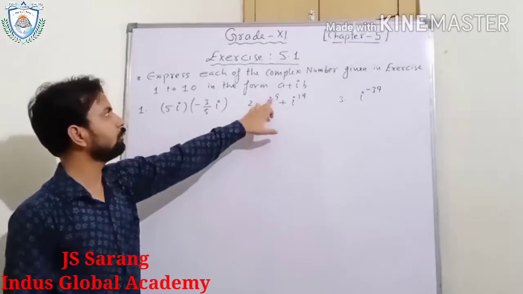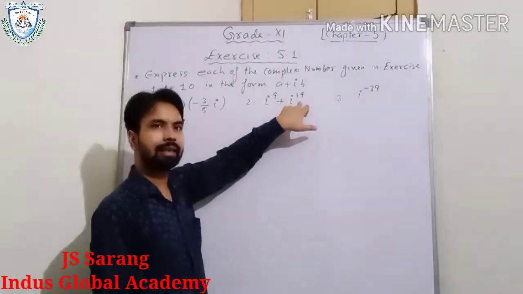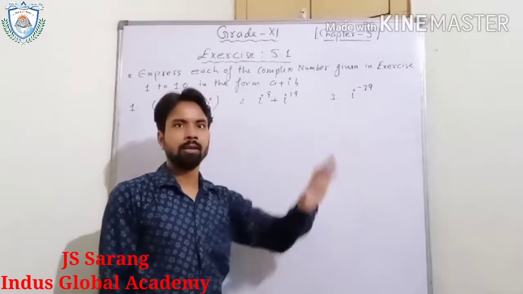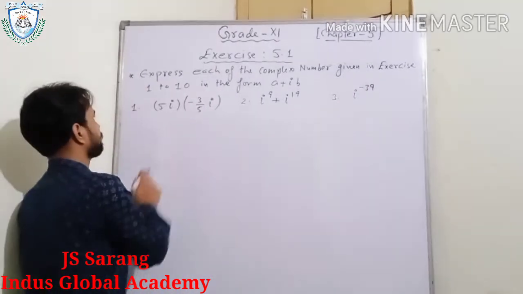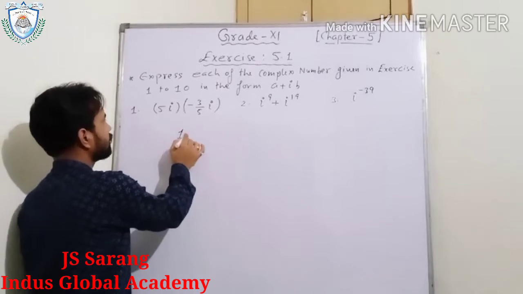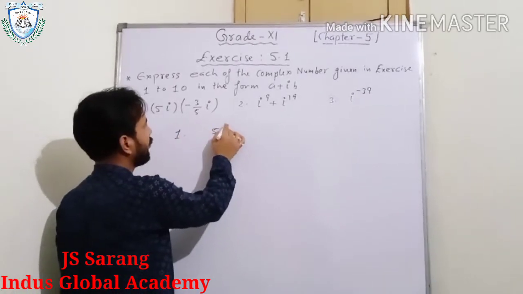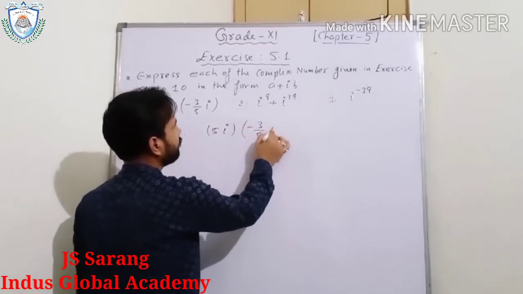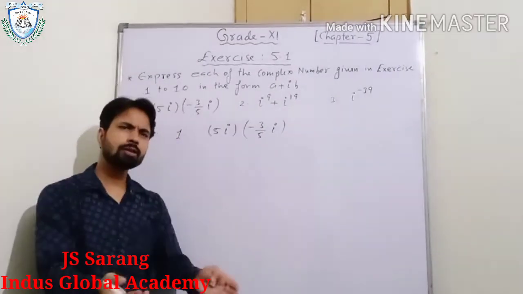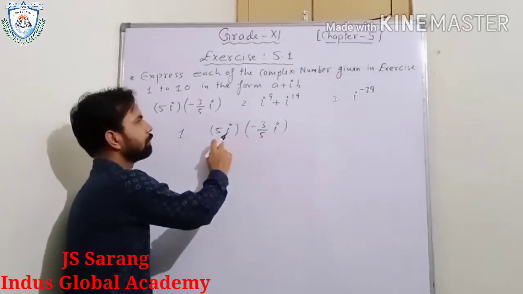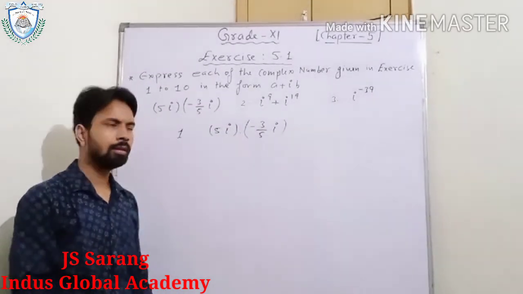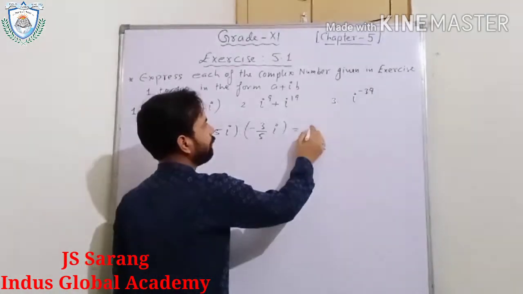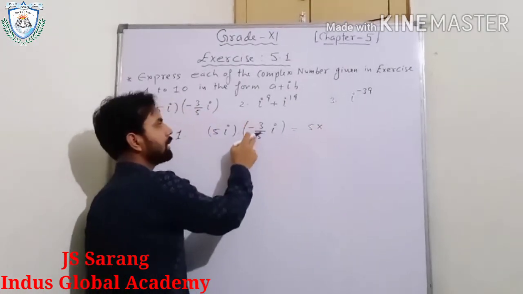Second question is i to the power 9 plus i to the power 19. And third question is i to the power minus 39. So see, I am solving the very first part. First question is 5i into minus 3 upon 5i. First of all, we will multiply both the brackets. Understood? So 5i is multiplied by this. So see, 5 is multiplied by minus 3 upon 5.